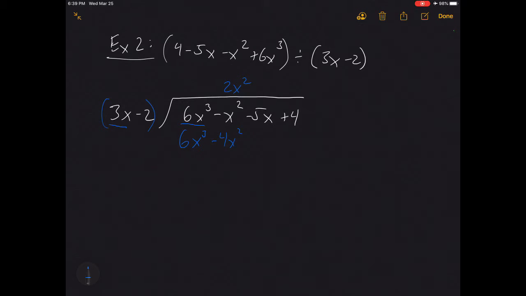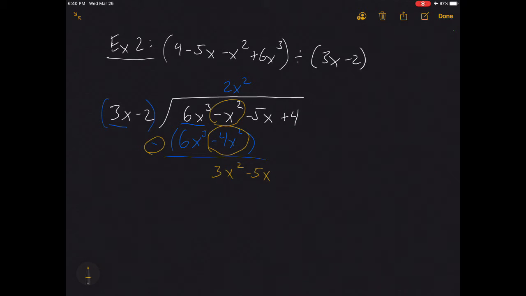Now this is the perfect example of where putting this parentheses before we do the subtraction is really, really important. So the 6x cubed minus 6x cubed, that's 0, that's gone, that has to go away. Now what we have, and this is where you have to be careful, is you have minus x squared minus a minus 4x squared. Remember, minus minus is plus. So it's really minus x squared plus 4x squared, and that's going to leave us with positive 3x squared. Bring down the next term, which is a minus 5x.